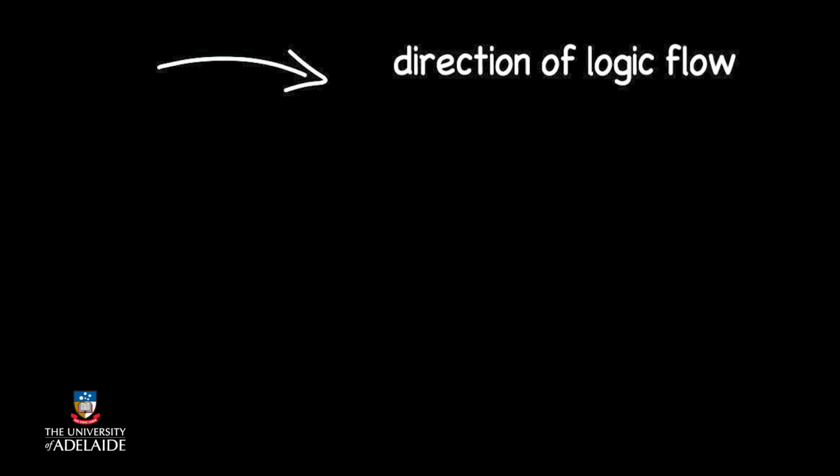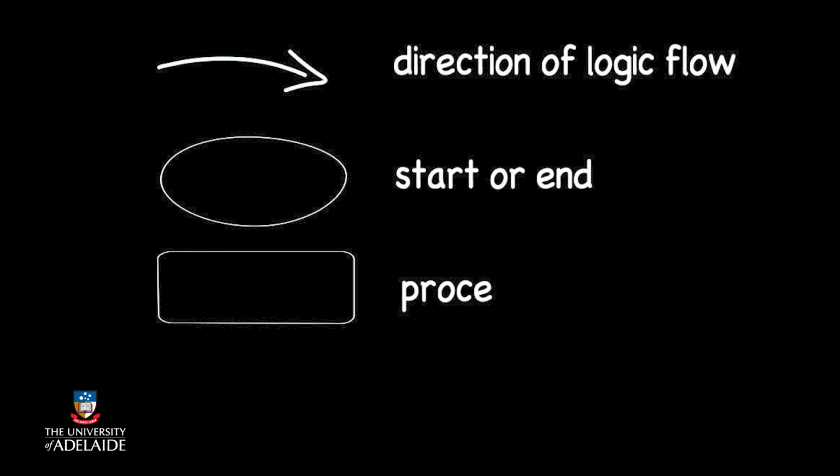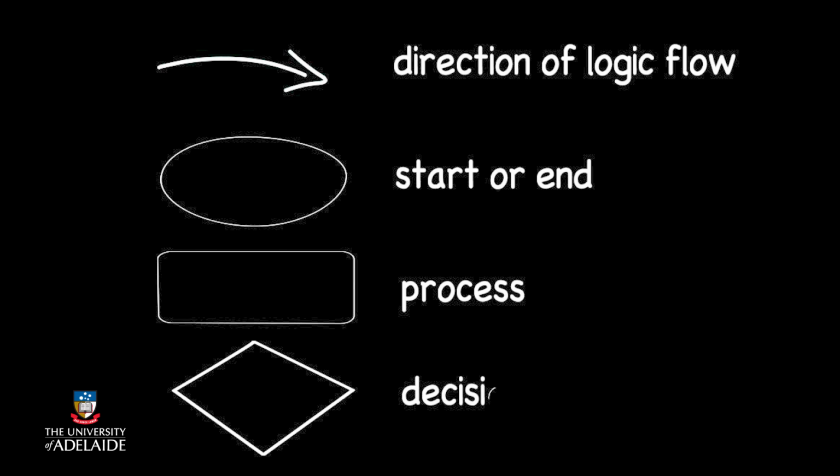The first symbol we will use is the arrow, which tells us the direction of logical flow through our flowchart. The second symbol is the oval, which is used to represent the start or end state of our algorithm. Next is the rectangle, which represents a process. And finally is the diamond, which represents where we make a choice.